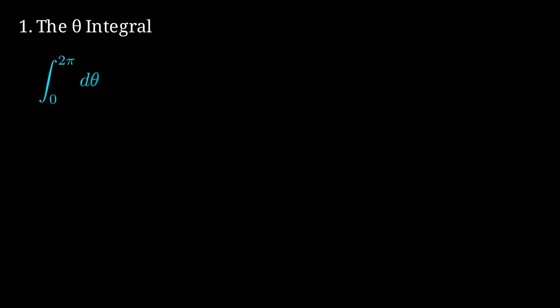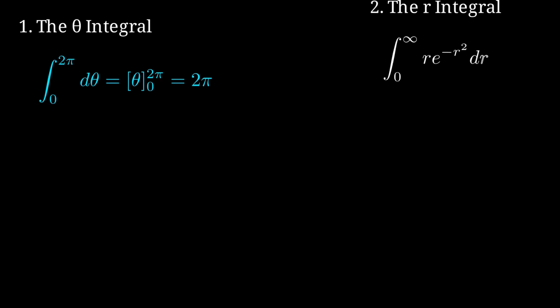The integral from 0 to 2 pi of d theta is just theta evaluated from 0 to 2 pi, which gives us 2 pi minus 0, which equals 2 pi. Simple enough. Now for the r integral, the integral from 0 to infinity of r times e to the negative r squared dr. This looks complicated, but there's a perfect substitution.